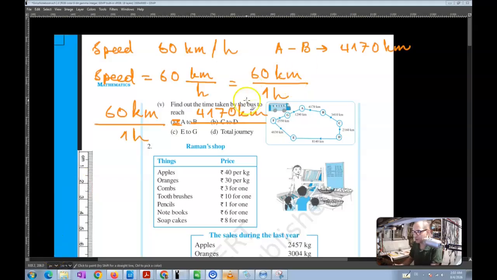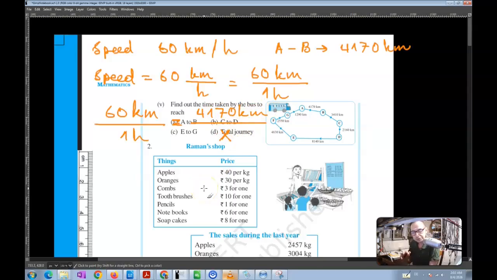And so now I want to know how much time it's going to take to cover this distance based on the proportion that we had before. The proportion that we had before was that in 1 hour we cover a distance of 60 kilometers. So now I want to know how much time it's going to take, meaning I put an X over here, to cover a distance of 4,170 kilometers, right?